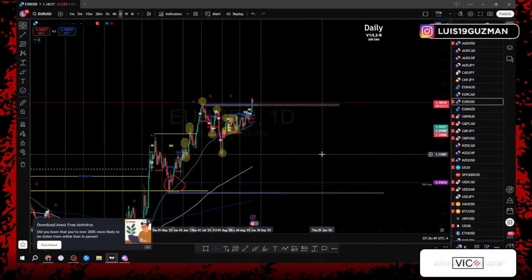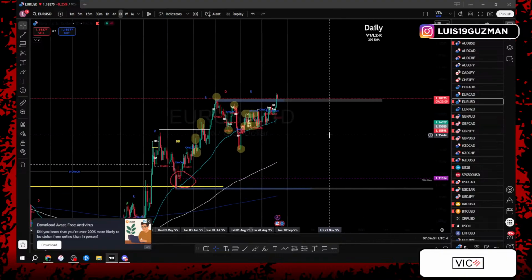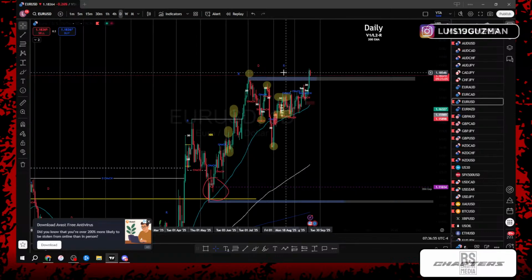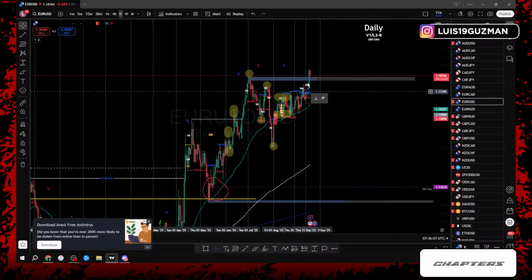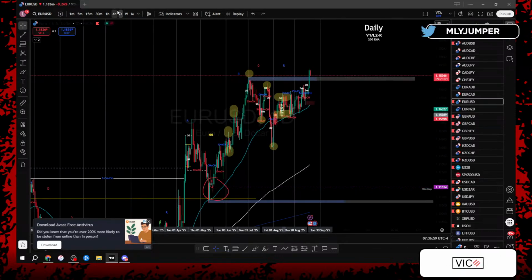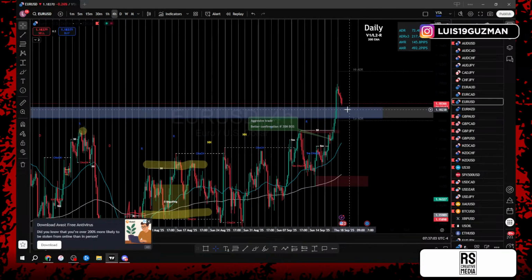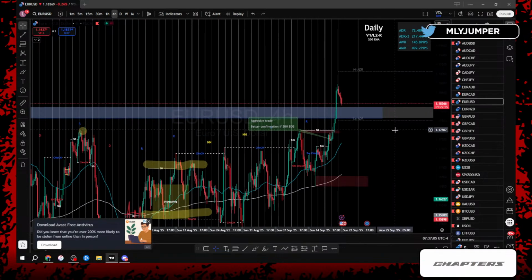EU is another situation very similar to GU, right? We made new highs in level 2 on an uptrend. We're trading at a higher high, but once again, on the daily time frame, we don't have a valid break. On the 4-hour time frame, we don't have a valid break.